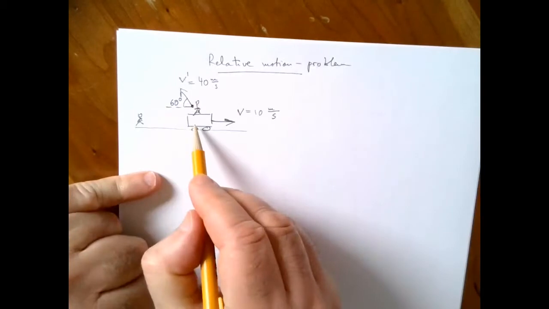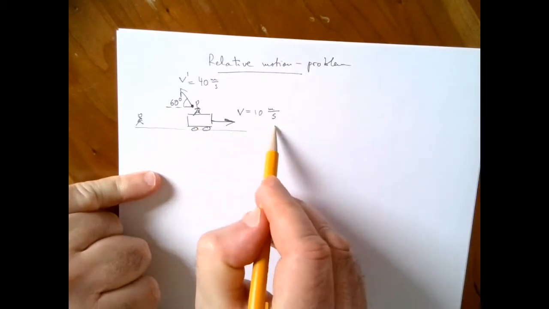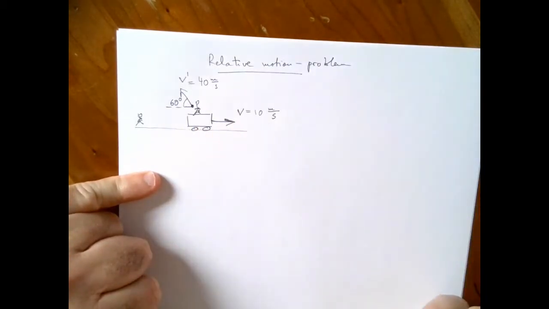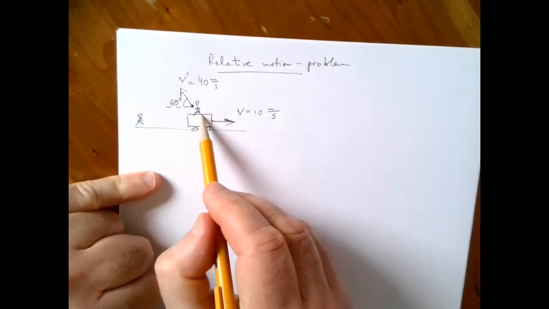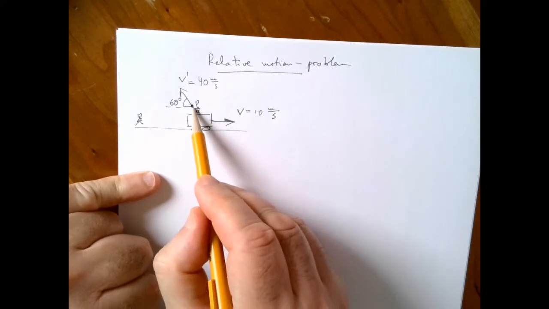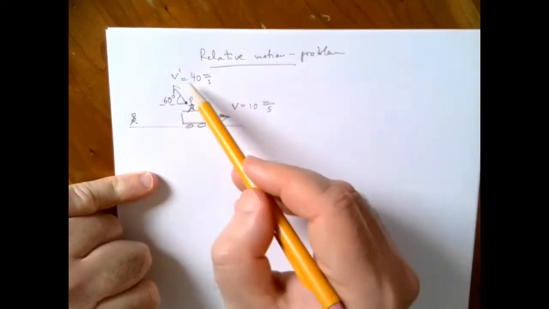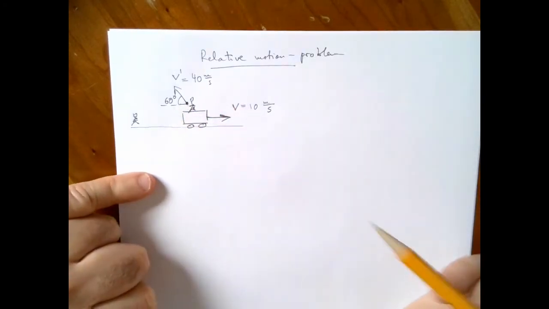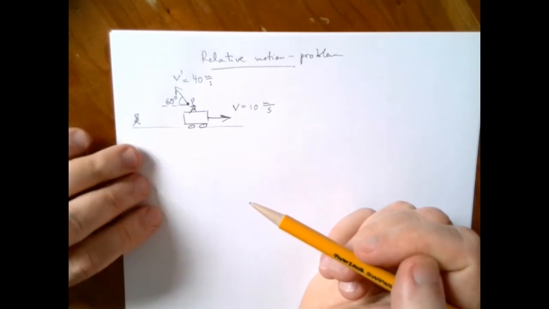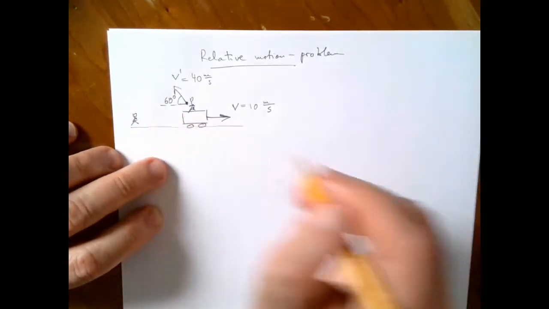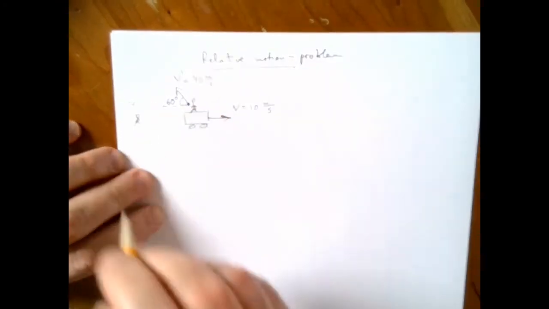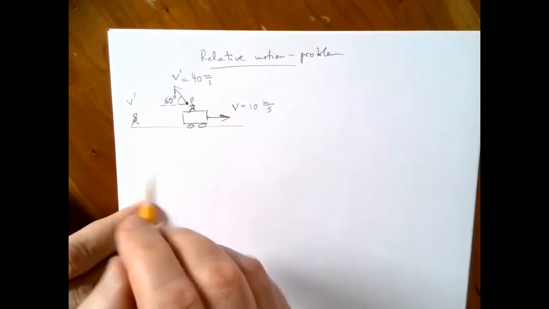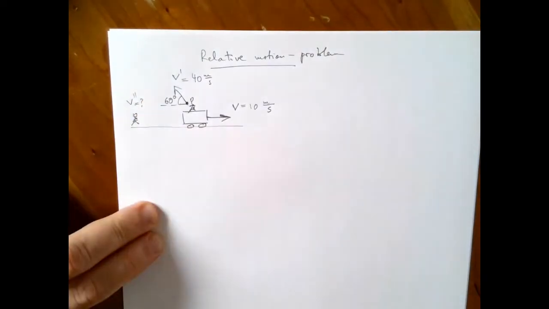Once again, there is a pickup truck moving to the right with a speed of 10 meters per second. A person in the truck is throwing a baseball with a speed of 40 meters per second at an angle of 60 degrees with respect to the horizontal. What will be the speed of the ball according to this person? What will this person measure?